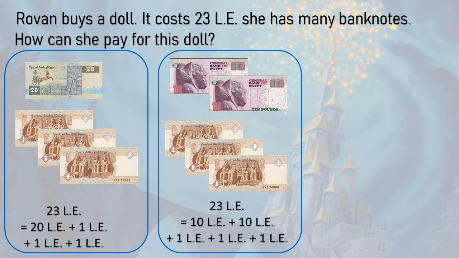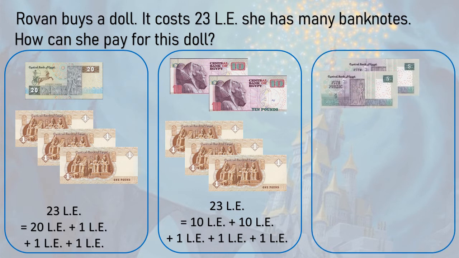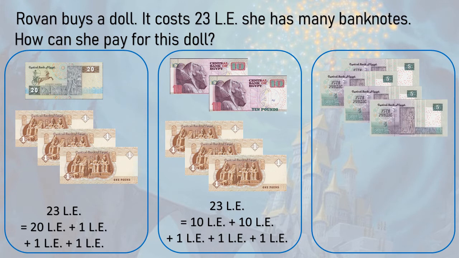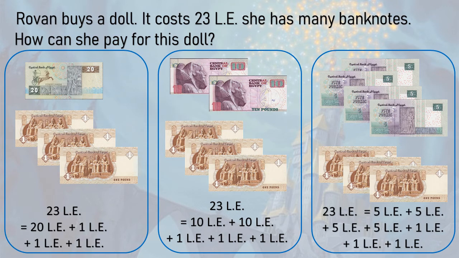Can we find another way to show 23 Egyptian pound? Yes, actually 20 means 5 plus 5, that's 10, and 5 more, that's 15, and 5 more, that's 20, and 21, 22, and 23. Wow, that's amazing. So we can show any amount of money in more than one way. Just use the 7 banknote denominations that we have: 1, 5, 10, 20, 50, 100, and 200.